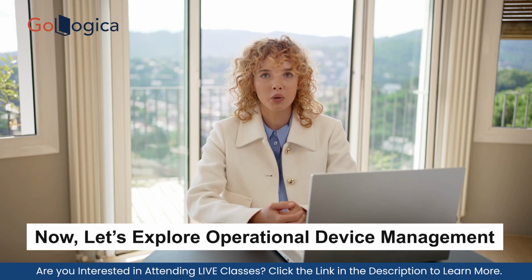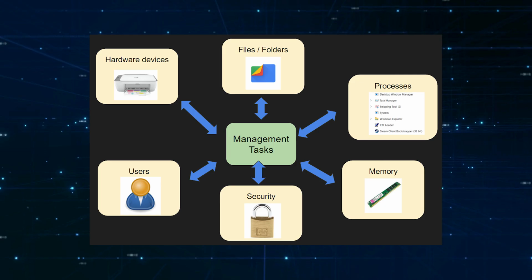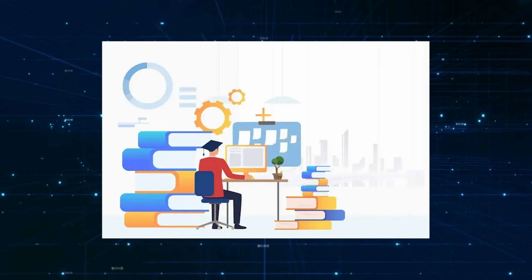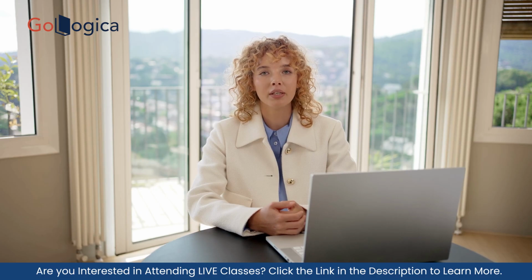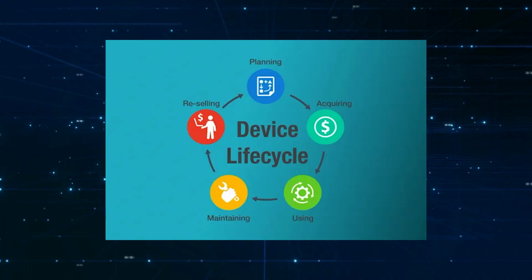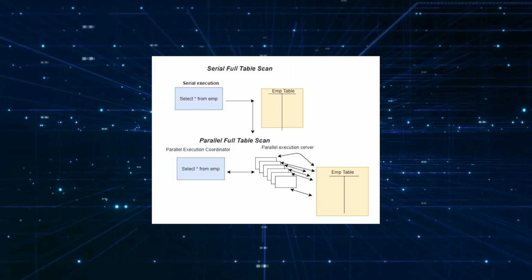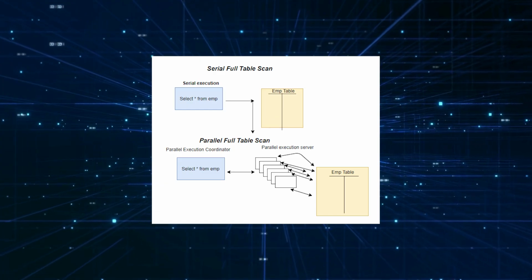Now, let's explore operational device management. Operational device management in Oracle C2M focuses on the end-to-end management of smart meters and field devices used in utility operations. It ensures that these devices are monitored, maintained, and integrated effectively within the customer-to-meter lifecycle. Key responsibilities include tracking device life cycles, managing device events and alarms, and overseeing field activity execution.